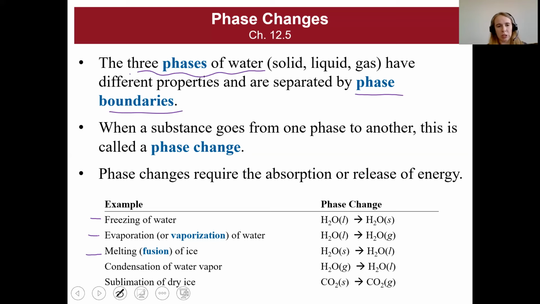Evaporation or vaporization, along with condensation, going from liquid to gas or gas to liquid. And then sublimation of dry ice is going from solid carbon dioxide to gaseous carbon dioxide. And consequently, there is also the opposite process where we go from gas to solid, which is called deposition. So these are phase changes. You are familiar with all of these, but you may or may not know that they require the absorption or the release of energy in addition to just the temperature required to make the change. So we're going to get into that now.